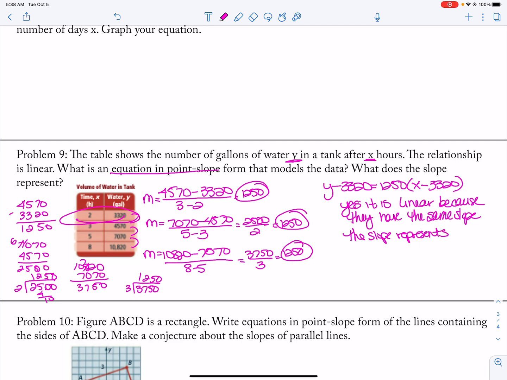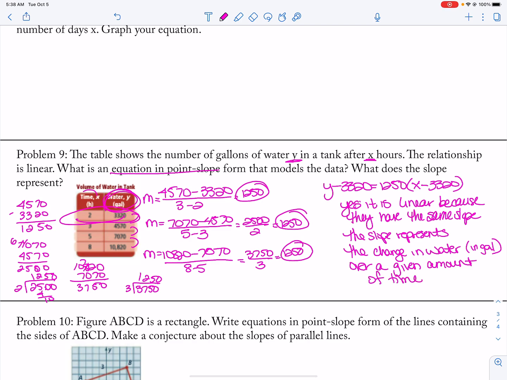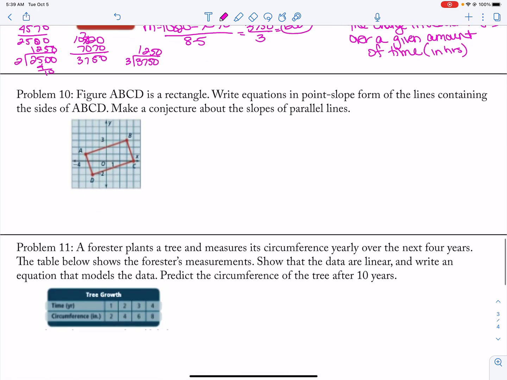represents the change in water in gallons over a given amount of time, because it's water in gallons and over the amount of time in hours. Okay.